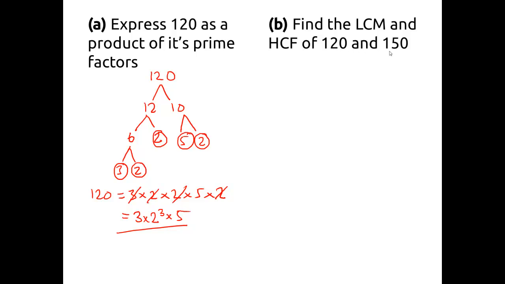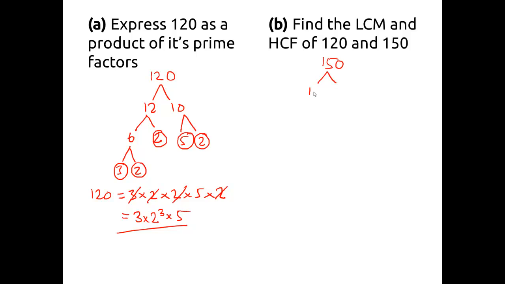Now to find the lowest common multiple and the highest common factor of a pair of numbers which are relatively large, you don't necessarily have to write both numbers as a product of its prime factors in index form. However, you need to have the prime factors written out. So I'll do this for 150 as I've already have it written out for 120.